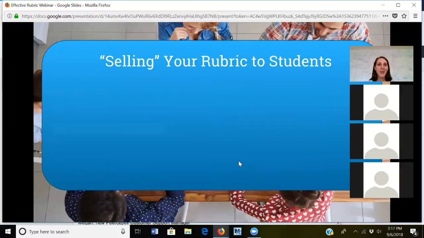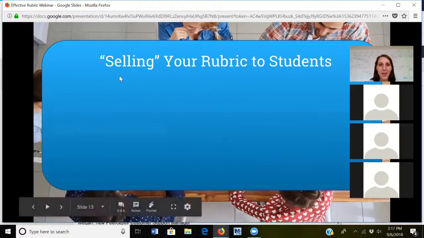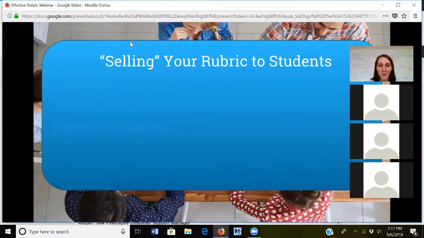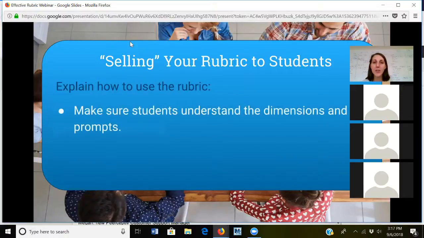All right, we wanted to talk about how you can sell your rubric to students. So selling your rubric, selling Perceptive to students can sometimes be harder than anything else when students feel like you're giving your work to them. So we wanted to talk a little bit about ways to help them see the value in this. First, explain how to use the rubric. Make sure that students understand the dimensions and the prompts. If they don't know what you're asking them to assess and analyze, or what the words mean, or what the differences are between a 7 and a 6 and a 5, they're not going to do a good job.